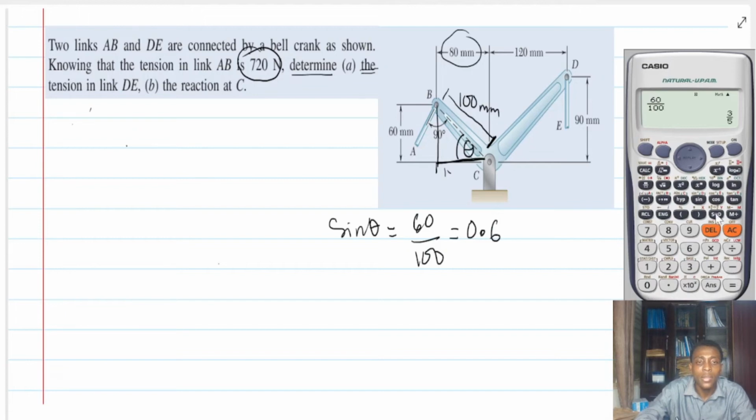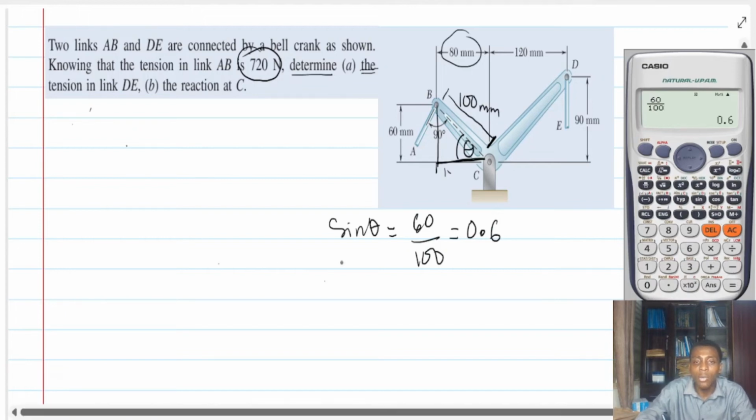All right. So that is it. Now we are going to do cos theta, and cos theta is going to be adjacent, this side, which is what? 80 over 100. And in fact, this is going to give us 0.8. Okay. So now let's keep it like that.